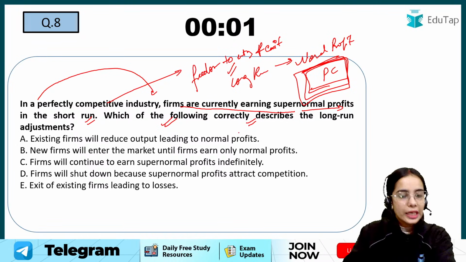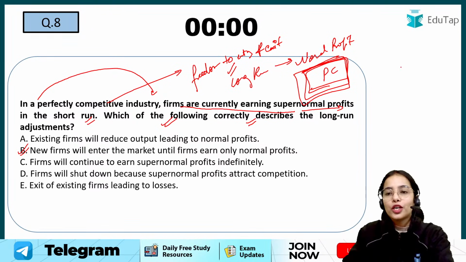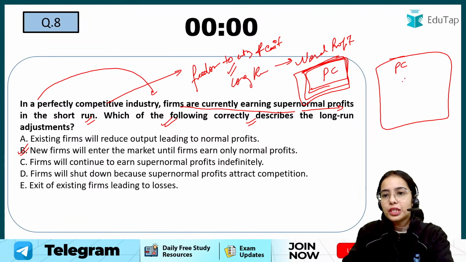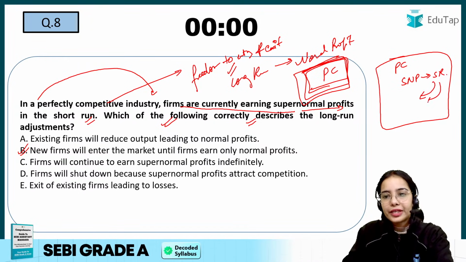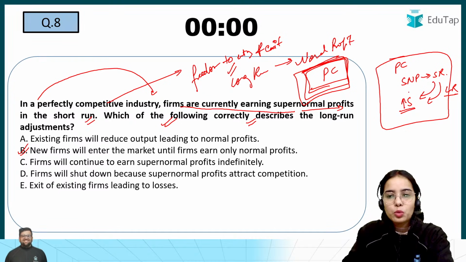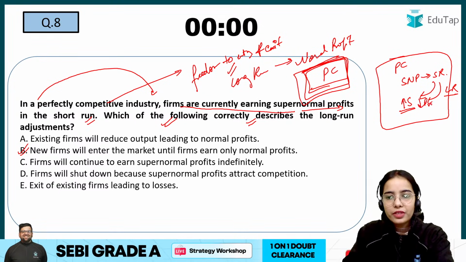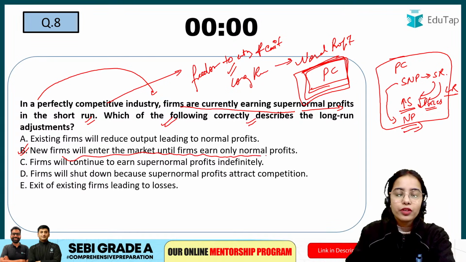So which of the following correctly describes the long run adjustment? Very good. New firms will enter the market. If under perfect competition there are supernormal profits earned in the short run, new firms will start entering the market in the long run. So supply will increase. With more supply in the market, prices will reduce, and from supernormal profits the firms will earn only normal profits. New firms will enter the market until firms only earn normal profits in the long run.